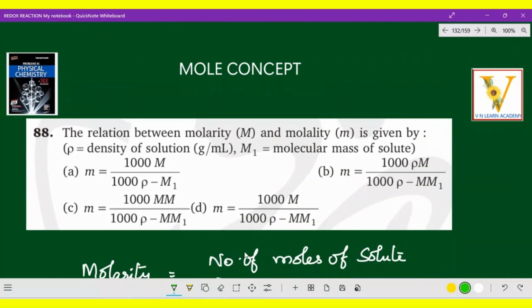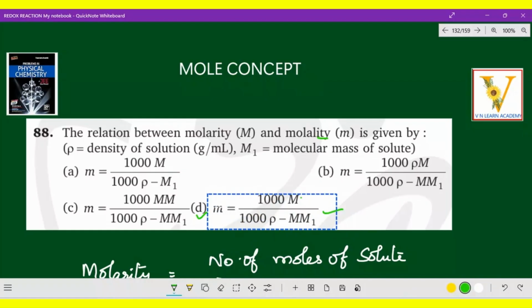So molarity, molality, mole concept, related density and molar mass, everything. So which is the correct option? They are asking molality only. So molality m equals 1000 m, this is the given mass, this capital M has mentioned a given mass, divided by 1000 rho minus rho, it is density, minus given mass into molar mass. So option D is the correct option. Right? Yes, this is the correct option. All right. Hope you got the clarity. Come on, let's go to the next question.